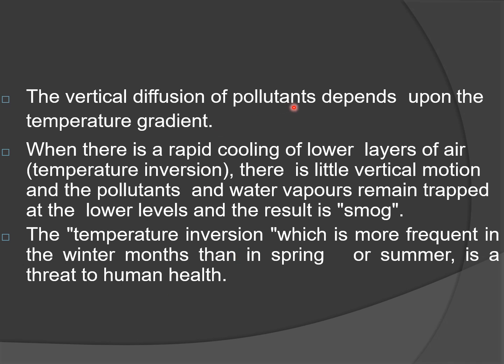The vertical diffusion of pollutants depends on the temperature gradient. When there is a rapid cooling of the lower layers of air, that is called temperature inversion, there is little vertical motion and the pollutants and water vapor remain trapped at the lower levels, and the result is called smog. We know very well smog is nothing but smoke plus fog. Temperature inversion is more frequent in winter than in summer.